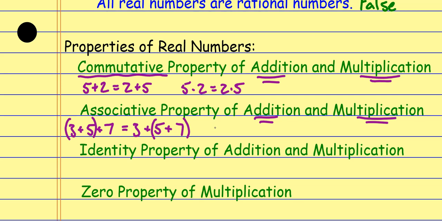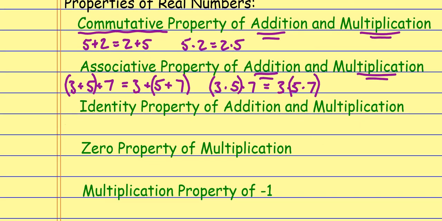And again, multiplication is the same way. If I use the same values, it doesn't matter if I multiply the 3 and the 5 first, or if I multiply the 5 and the 7 first. And I can change the order using parentheses, okay?